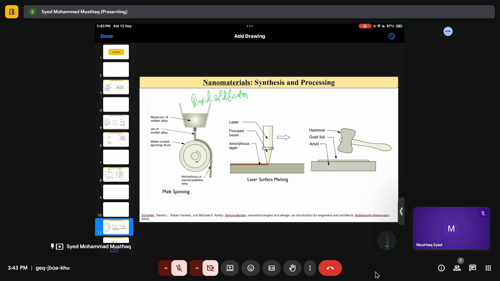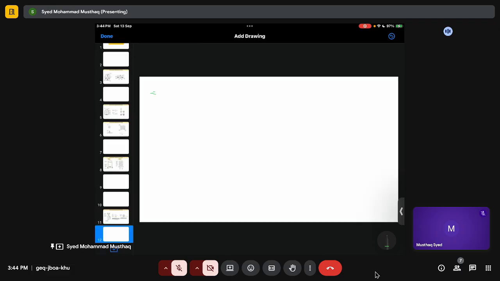People have tried it. One guy formed gold glass. So how did he form gold glass? Gold is crystalline, right? Gold is crystalline, and glass is amorphous. There is no periodicity in amorphous, but there is periodicity in crystalline. And people have tried forming gold glass.